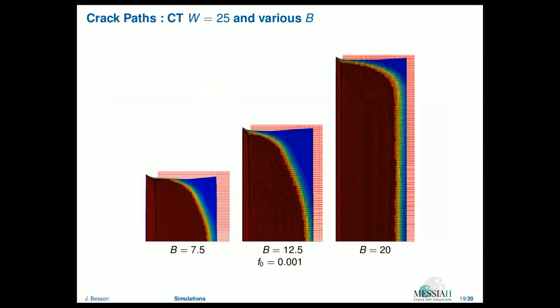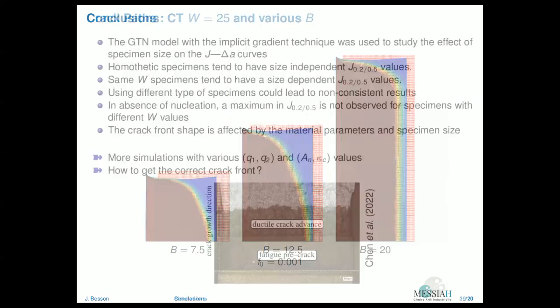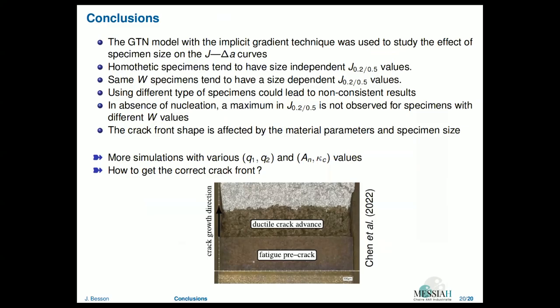Okay, here's another example for specimen with different thicknesses. When the specimen is very thick, you tend to have a straight crack front in the middle because there's no strain or strain gradient along the thickness direction. Okay, and then we can come to some conclusions.